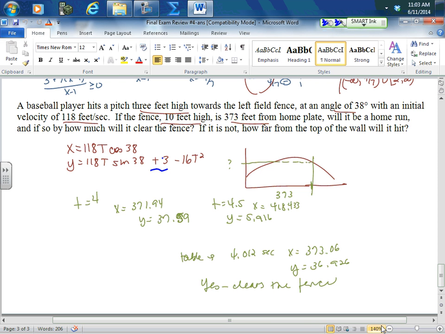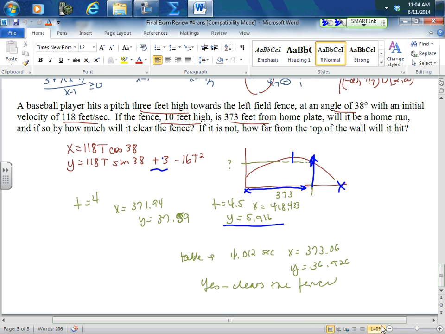Don't forget this negative 16t squared because that's what brings your ball back to Earth. Otherwise, your ball will take off and gravity will never pull it back. So everybody can do this. This is its maximum height. This is when it hits the ground. To check for this, to see where the fence is, look at the distance of your x, your horizontal. When it's as far as 373, look to see what your y is.